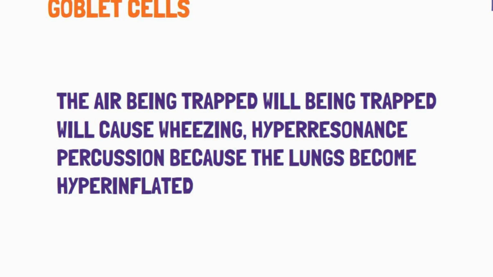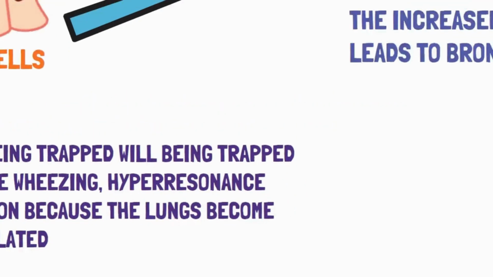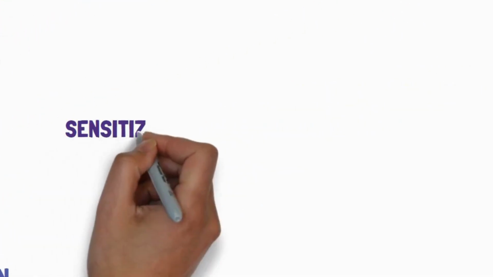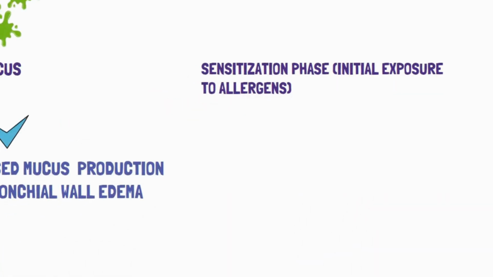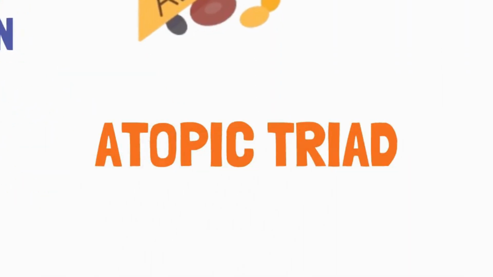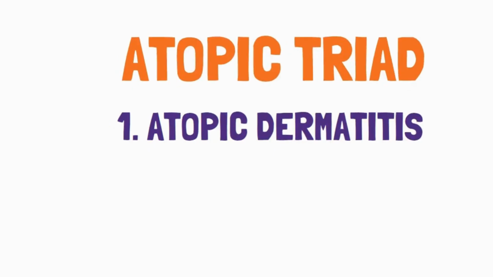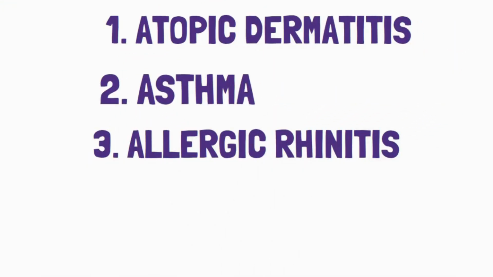So what leads to the bronchial wall edema, excess mucus production, and bronchospasm? Let's walk through the pathology leading to the increased bronchial wall edema, excess mucus production, and bronchospasm. So our first stage is the sensitization phase, which is the initial exposure to allergen. Asthma is usually triggered by allergies, and this is important in what we call the atopic triad. And this comprises atopic dermatitis, asthma, and allergic rhinitis.